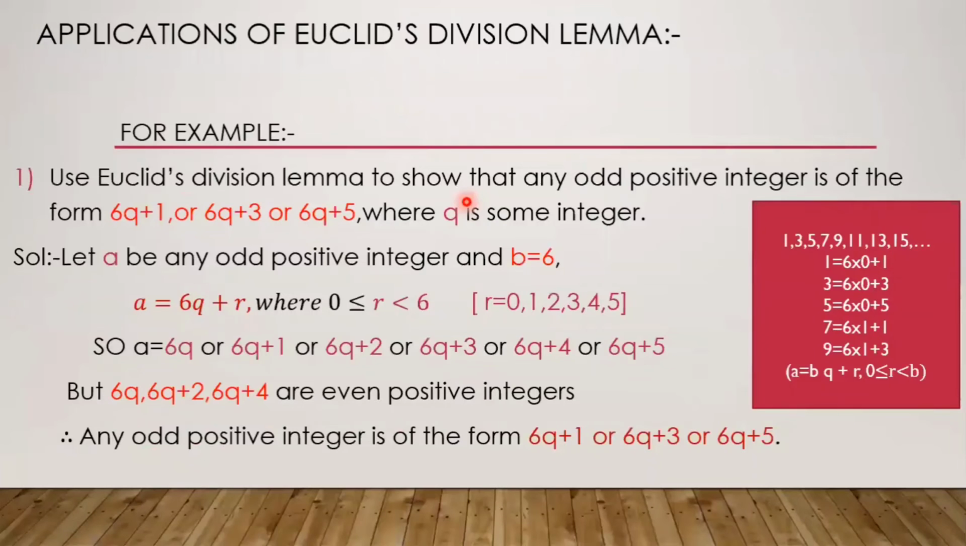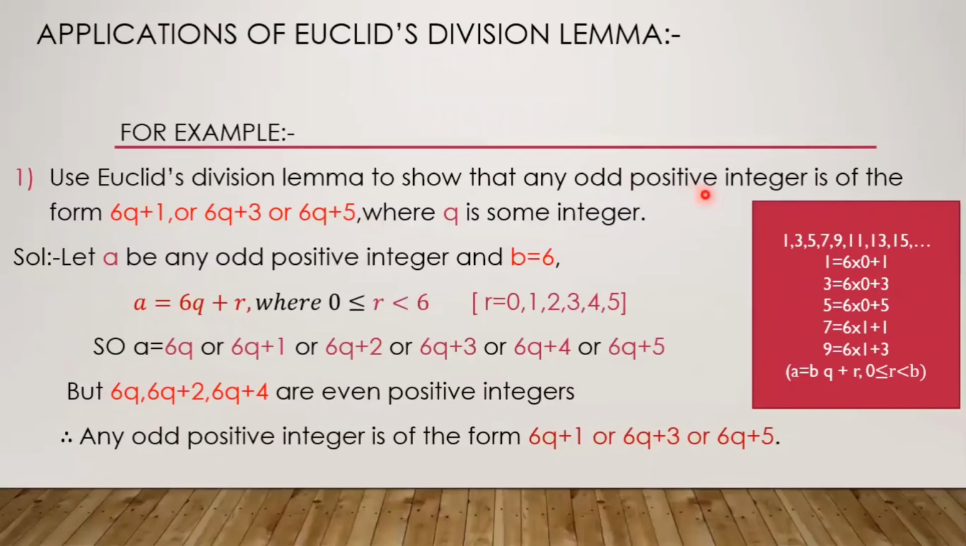The application of Euclid's division lemma. Using Euclid's division lemma, show that any odd positive integer is of the form 6q plus 1, or 6q plus 3, or 6q plus 5, where q is some integer. So what we have to prove? Any odd positive integer is of the form 6q plus 1 or 6q plus 3 or 6q plus 5.